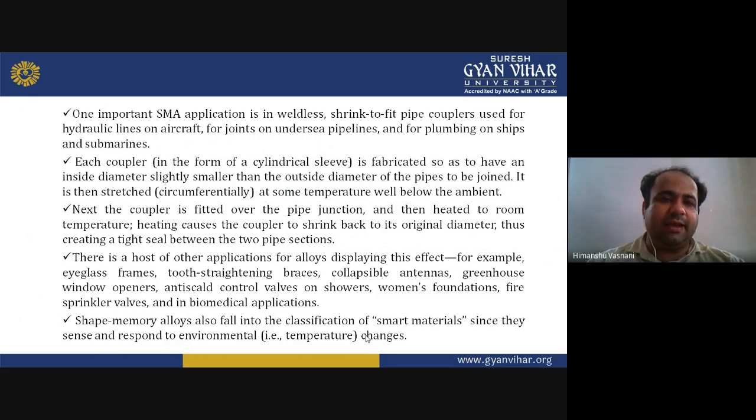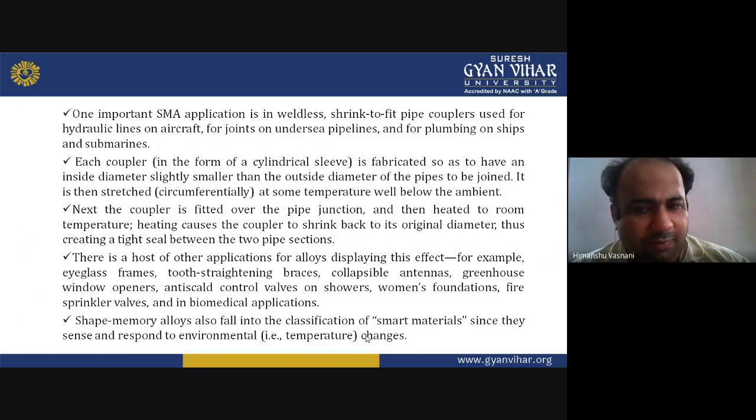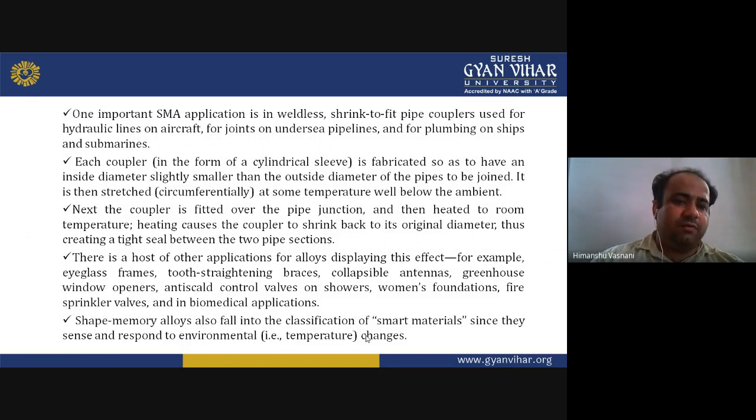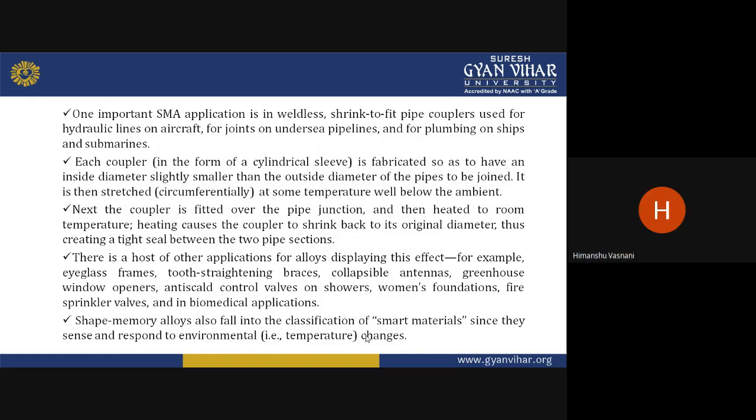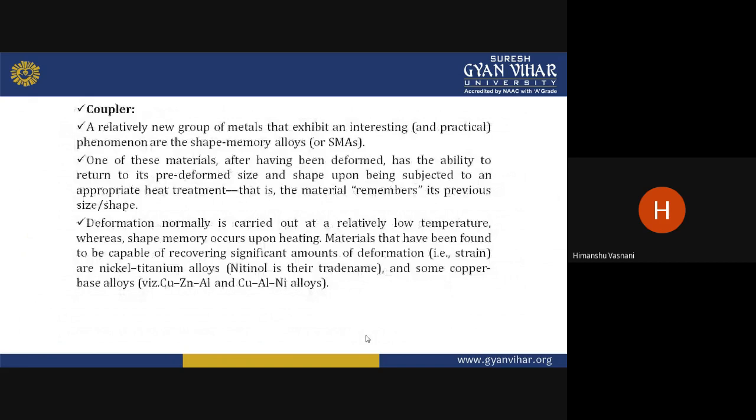There is a host of other applications exploiting this effect, for example, eyeglass frames, strengthening braces, collapsible antennas, greenhouse window openers, anti-scald control valves on showers, women's foundations, fire sprinklers, and biomedical applications. Shape memory alloys also fall into the classification of smart materials. Obviously, these are smart materials since they sense and respond to the environment and its temperature changes. So obviously, this is a very important thing: the material remembers its previous size and shape.